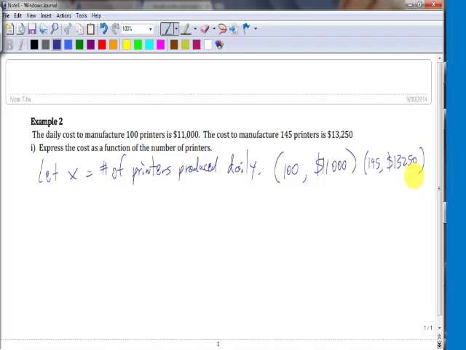So I'm going to suggest that we find the slope of the straight line that goes through these two data points. And then we use the point slope form of the equation of the line to write an equation of the straight line that goes through these two data points, and use that as our way of expressing the cost as a function of the number of printers. So if we want to call this x sub 1 and y sub 1, and x sub 2 and y sub 2, we could use the slope formula to find the slope.